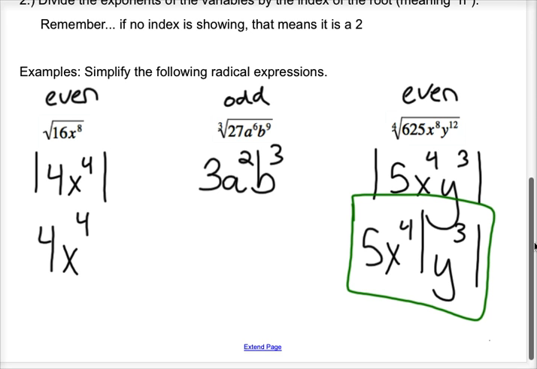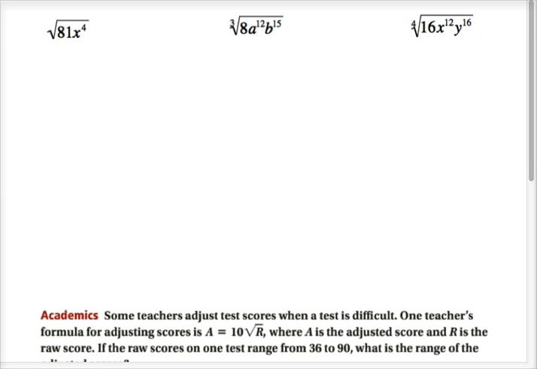This is what I need you to be able to get to on the test. All right? You need to be able to consider what can pull out of the absolute value. What can pull out of the absolute values? Numbers and even exponents. So, moving right along. Let's do a couple more examples just to make sure you're really understanding where this is coming from.